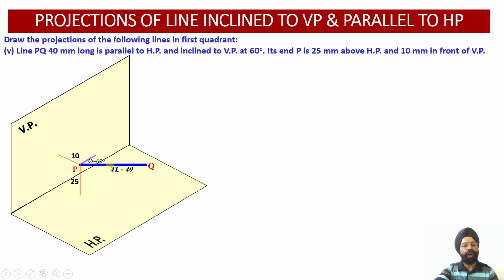Now, which view are we going to draw first in this case? We are going to draw the top view in this case because this line happens to be parallel to the horizontal plane. So the view on horizontal plane we are required to draw first. And which is the view on horizontal plane? It is the top view of the line.